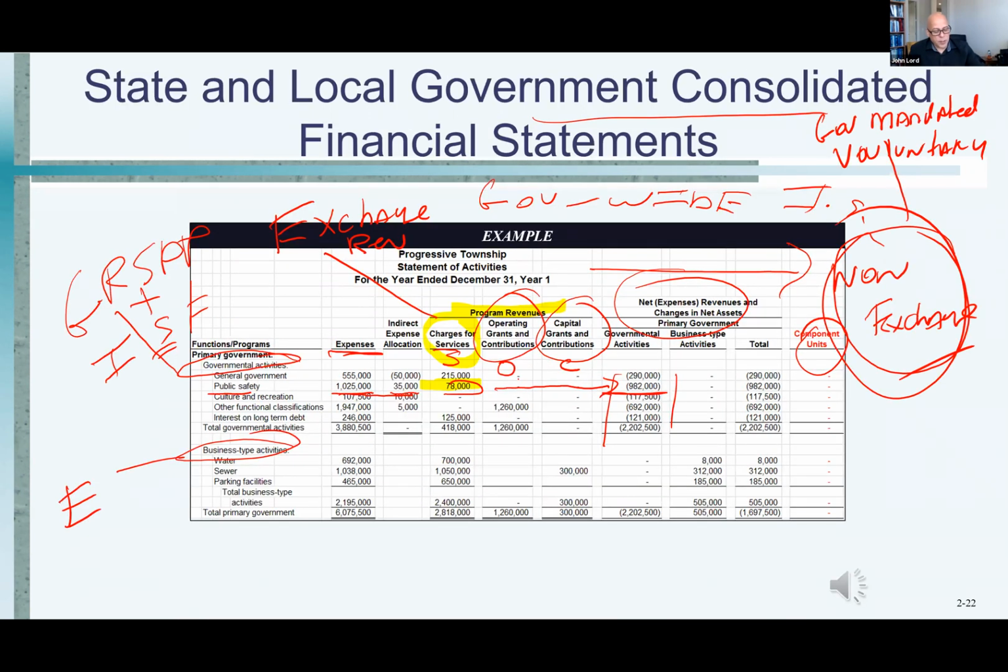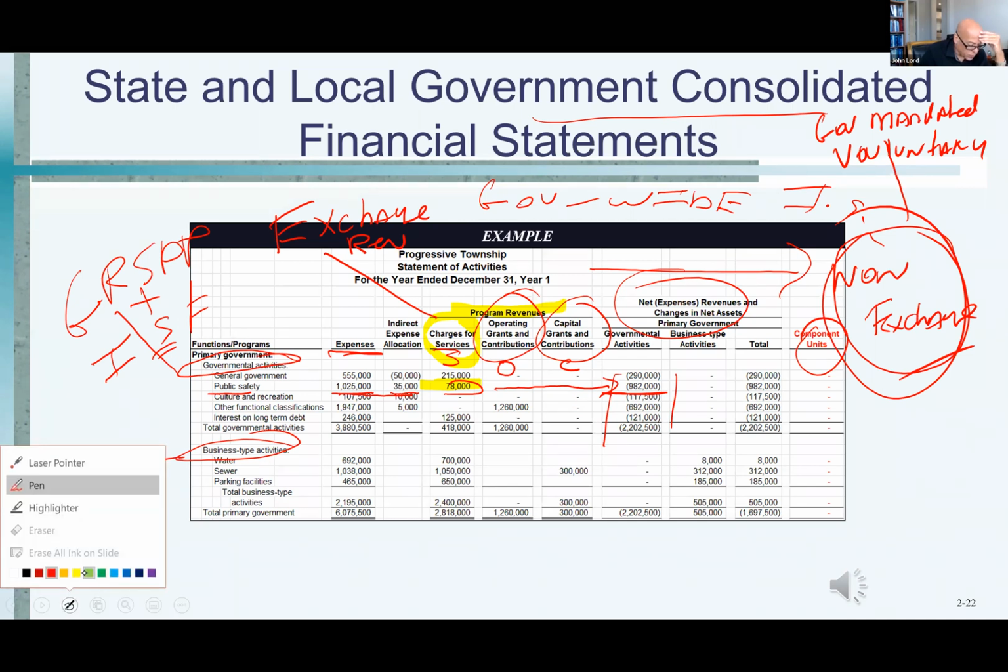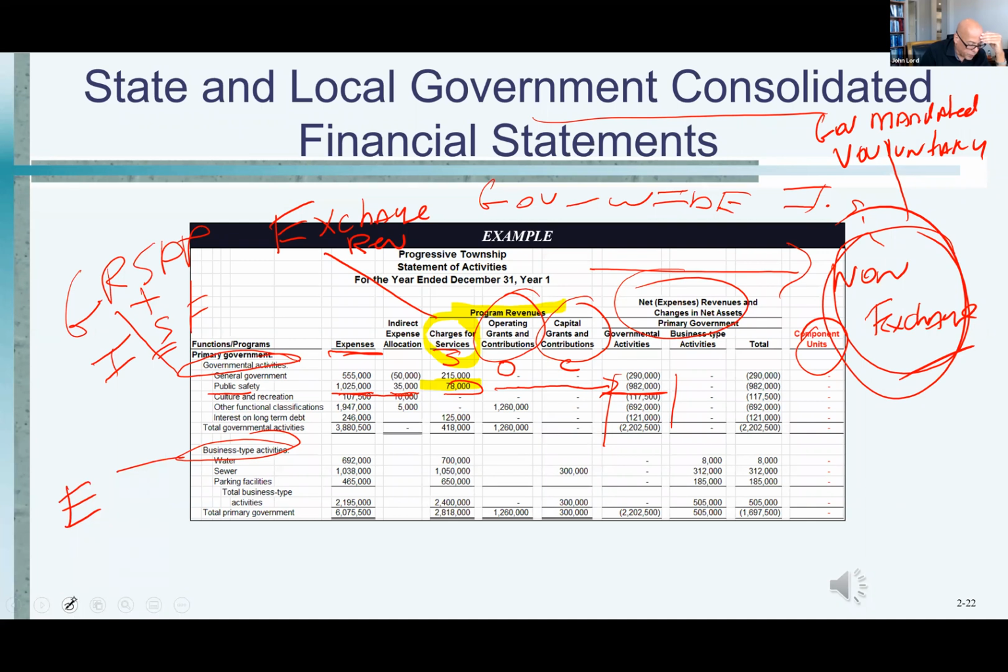Okay, good. Then let's go ahead and talk about, we're starting at the government-wide level here. And now we're going to talk about the income statement. But rather than call it the income statement at this level, for our government-wide statement, we call it the statement of activities. But it's like the income statement.